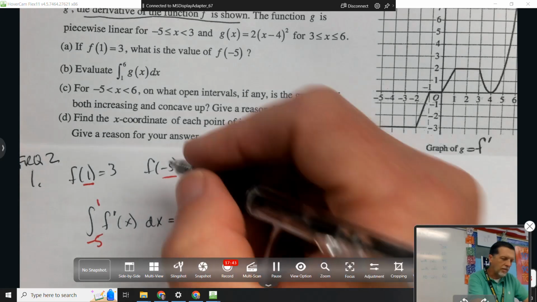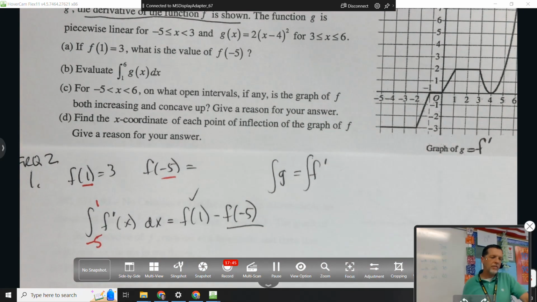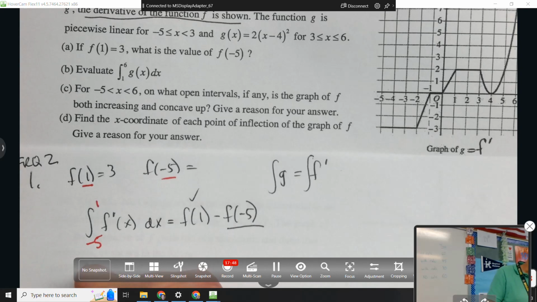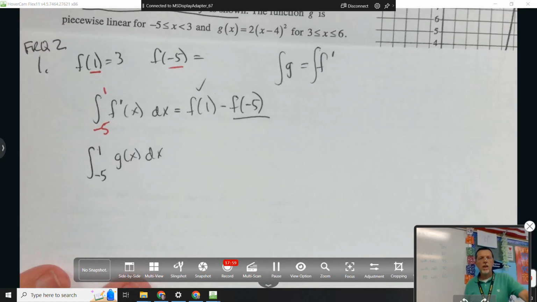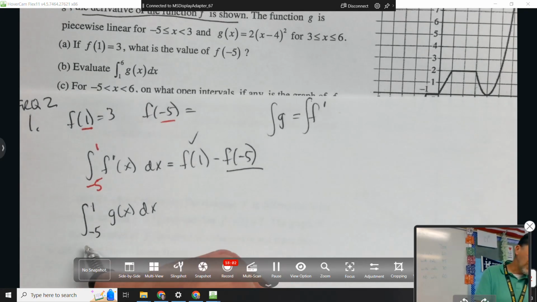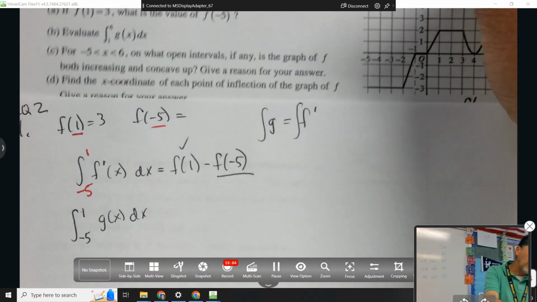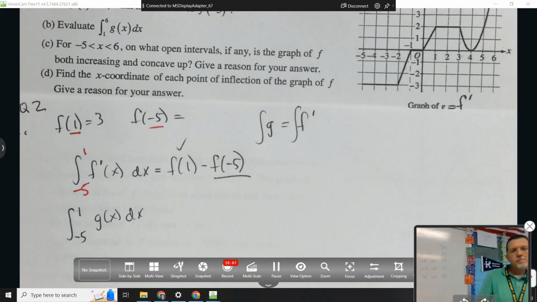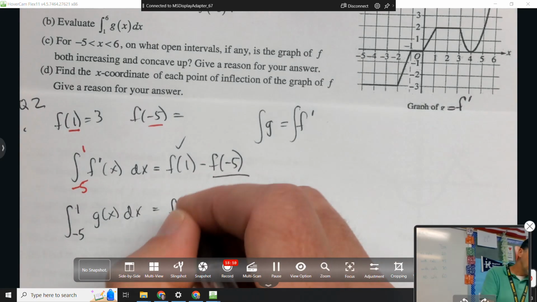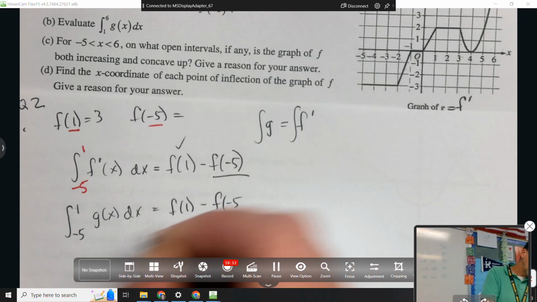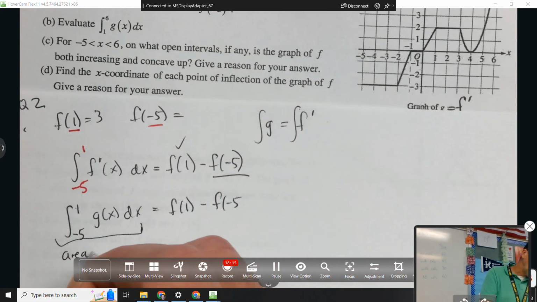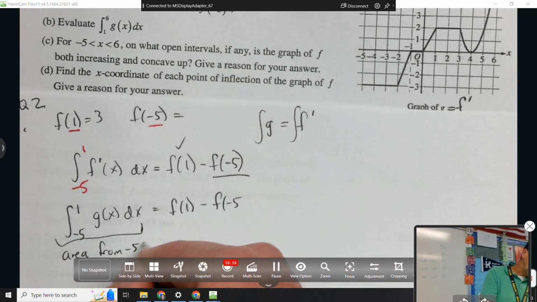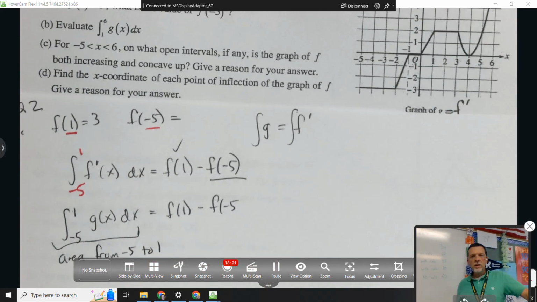All right, I've got f of 1. I'm looking for f of negative 5. Hopefully I can find the antiderivative, negative 5 to 1, of g of x. F prime and g are the same thing. So what else does that mean, especially if I've got a graph to look at? Area under the curve. Area under the curve. So area from negative 5 to 1. Okay, so let's look at our picture over here.